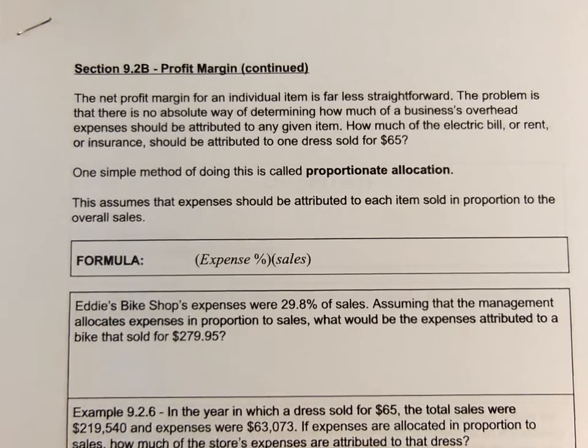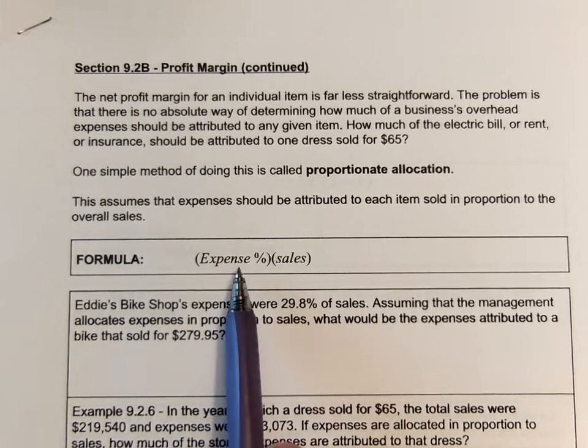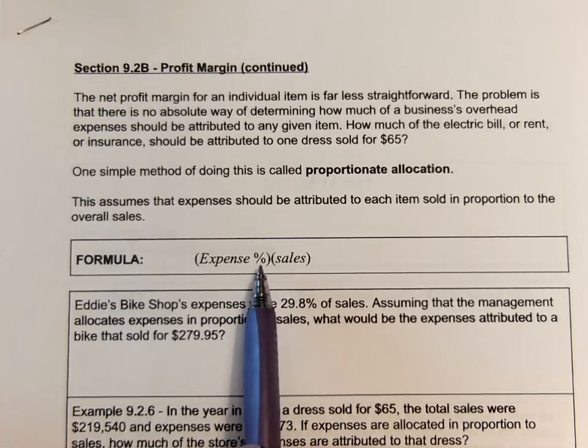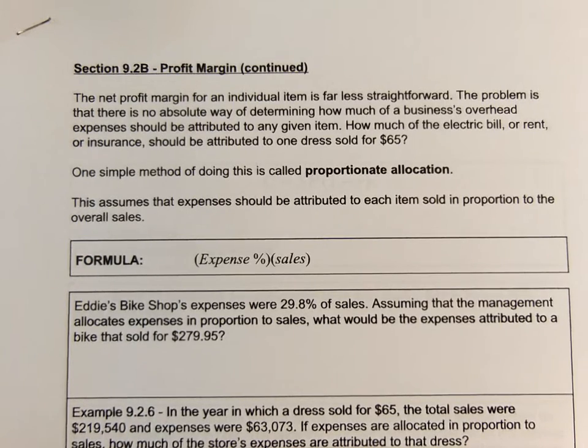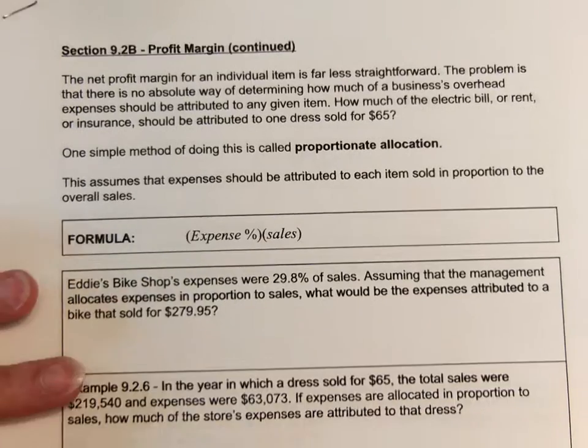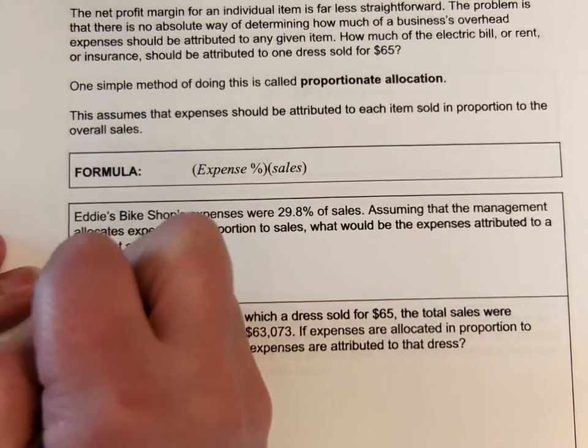So, really, all you have to do is take that expense percent as a decimal and multiply it to the sale price. So, let's give this a try. Eddie's bike shop expenses were 29.8% of sales. Assuming that the management allocates expenses in proportion to sales, what would be the expenses attributed to a bike that sold for $279.95? Very simple. All we have to do is multiply.